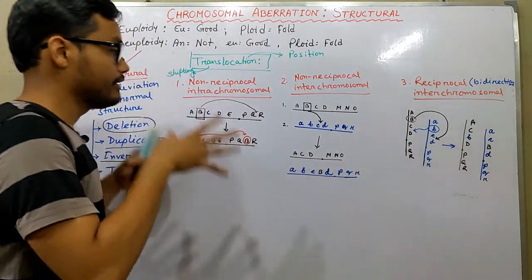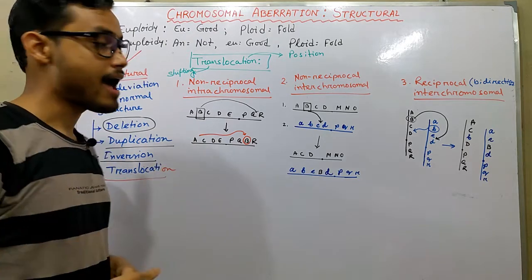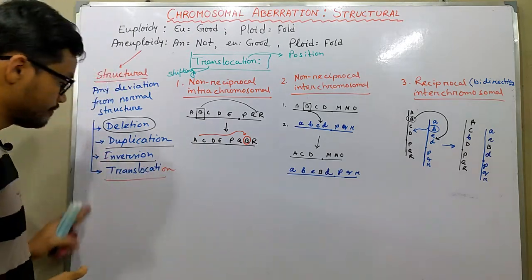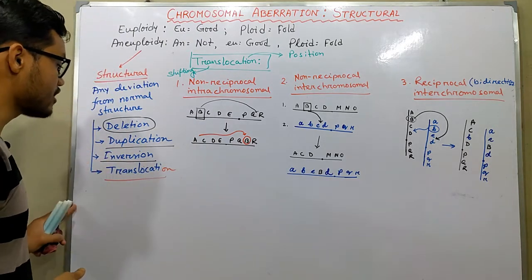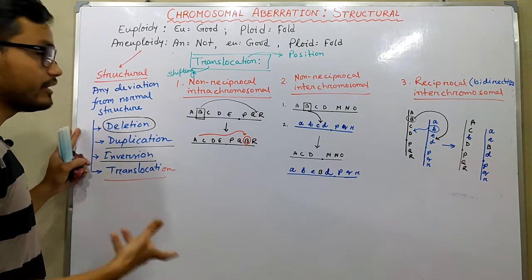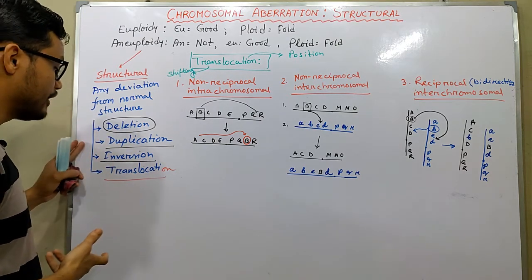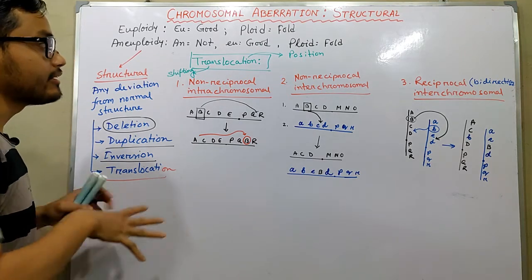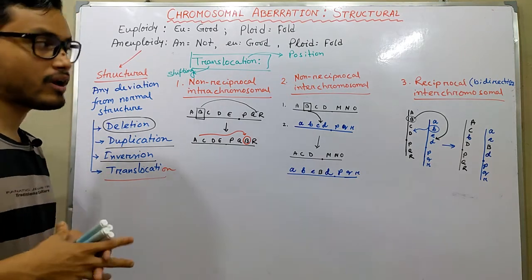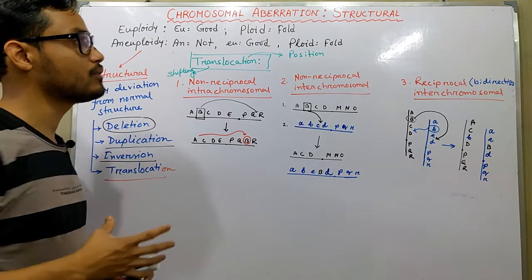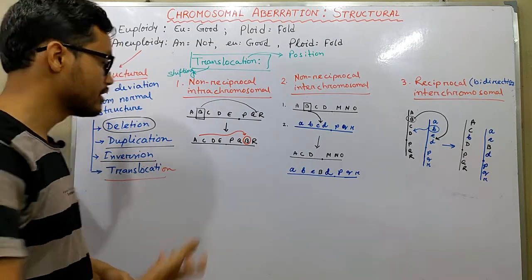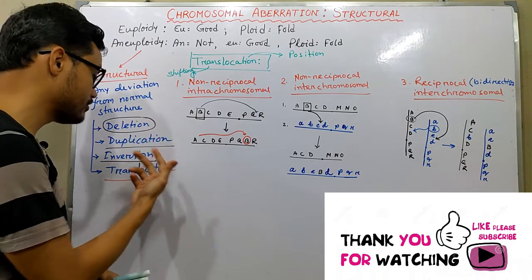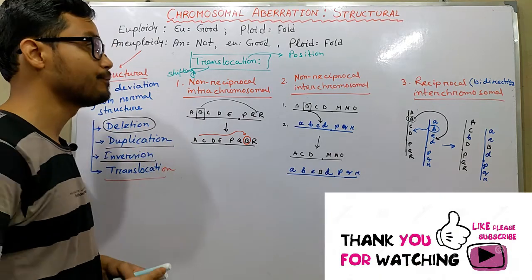So in this video I have covered all of the major structural aberrations that occur in a chromosome: deletion, duplication, inversion, and also translocation. I think this video is really helpful for you to understand the basics of chromosomal aberration, what aberration stands for, and what deletion, duplication, inversion and translocation stand for.